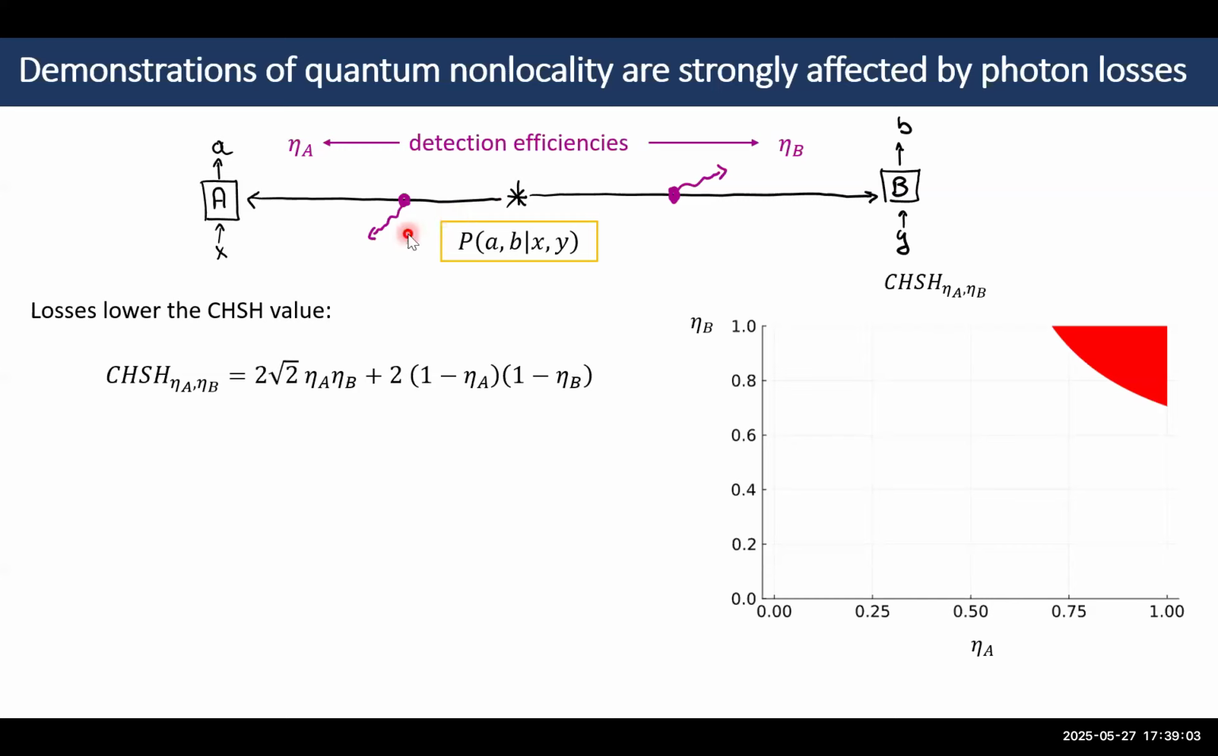So there will be some detection efficiency associated with the measurement devices of Alice and Bob. This detection efficiency is the probability that a photon produced by the source is actually measured at the end. So for every run of the experiment, it is the probability to get a click when you do an experiment. We have a detection efficiency, which I call eta. We have one for Alice, eta A, and one for Bob, eta B.